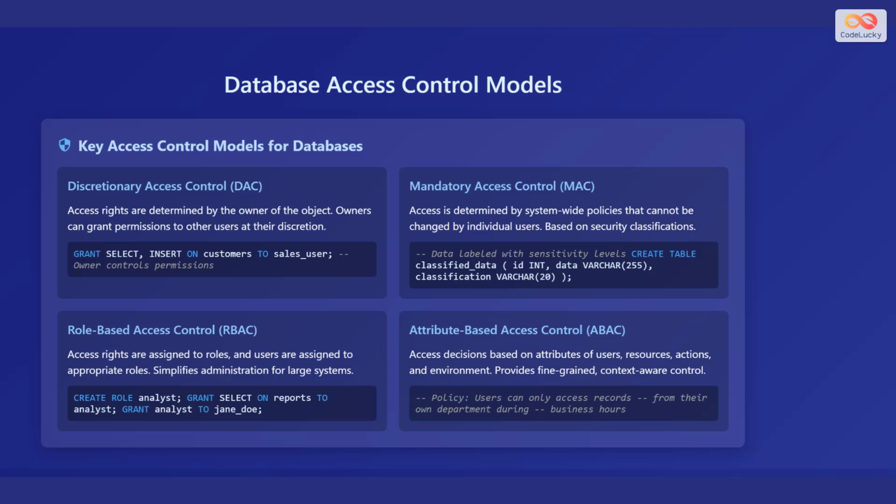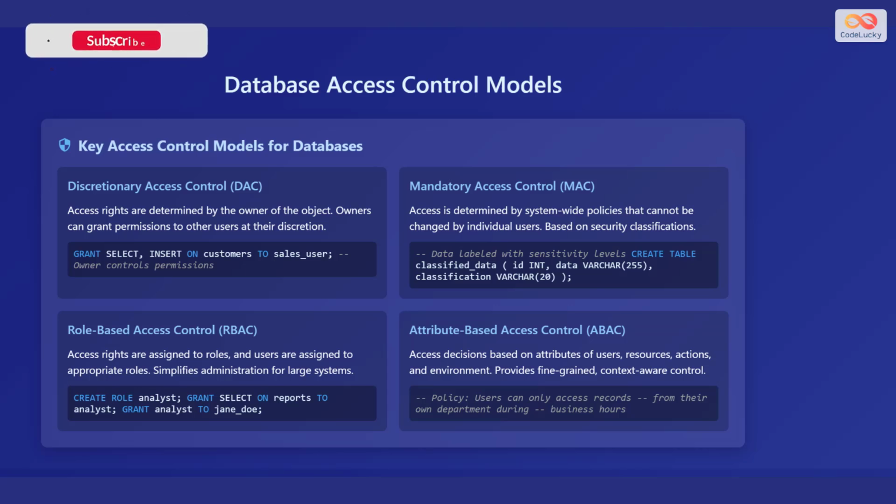Now, let's explore the different models for controlling access to your databases. These models determine how permissions are granted and managed, ensuring that only authorized users can access specific data. First, there is discretionary access control or DAC, where access rights are determined by the owner of the object. An example of DAC is where an owner controls permissions by using the grant statement to grant select and insert permissions on the customers table to the sales_user.